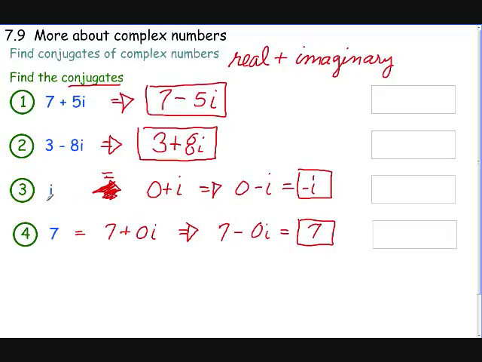The conjugate of i is negative i, and that's all because of their position in a complex number, where the first part, the real, is never going to change in a conjugate, and the imaginary, the second part, is always going to change its sign in a conjugate. Hope you like that.